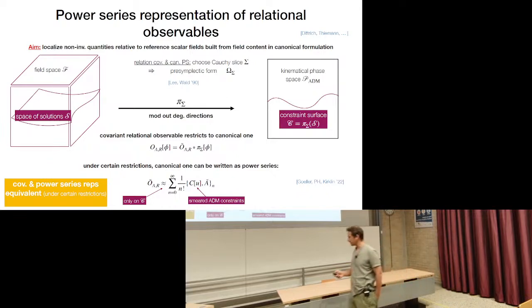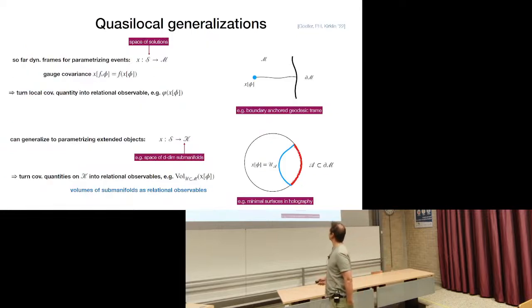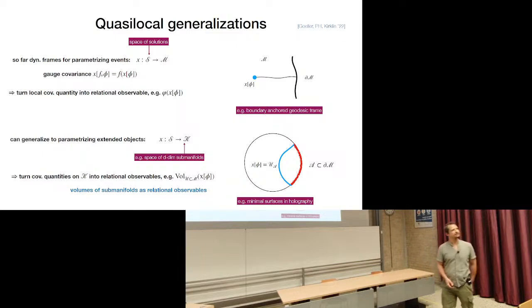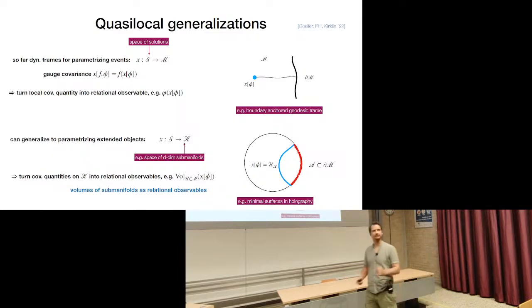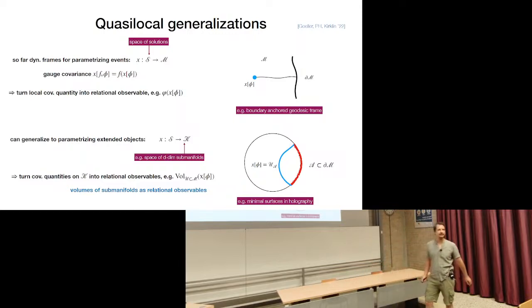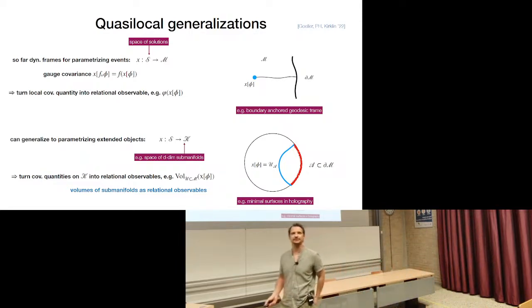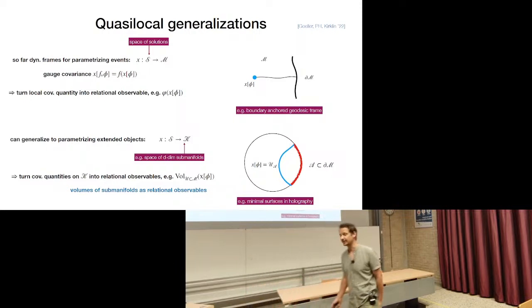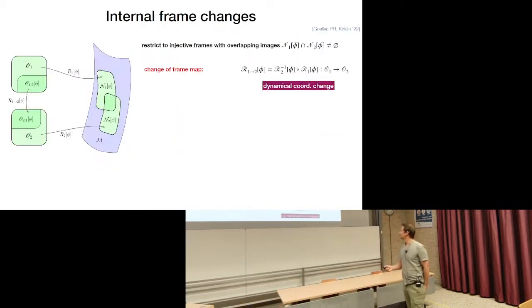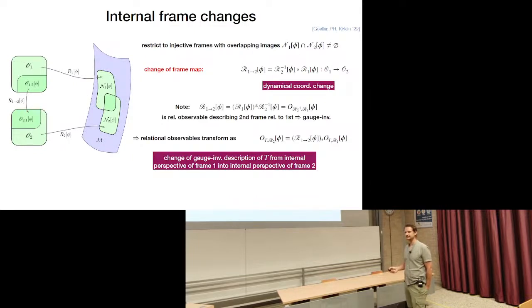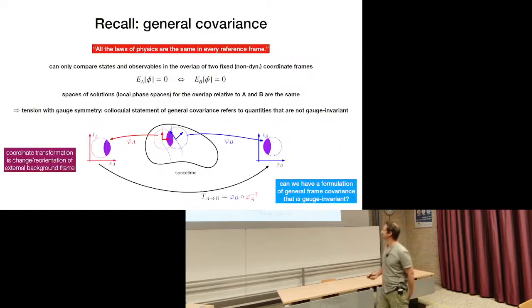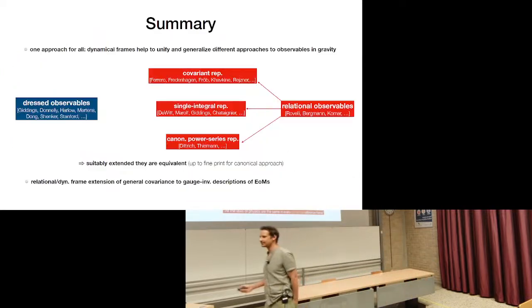So I think I'm running out of time. This was just to mention that you can also get generalizations of the notion of frames. It doesn't only have to apply to events in space-time, it can also apply to extended objects, such as submanifolds, and in this way, you can also, for instance, understand minimal surfaces or areas of minimal surfaces, such as in holography, as relational observables relative to an extended notion of dynamical frame. But maybe let me not go into this, and I think I skipped the part on frame changes, as I guess time is up. And then I also skipped the part on general covariance, maybe.